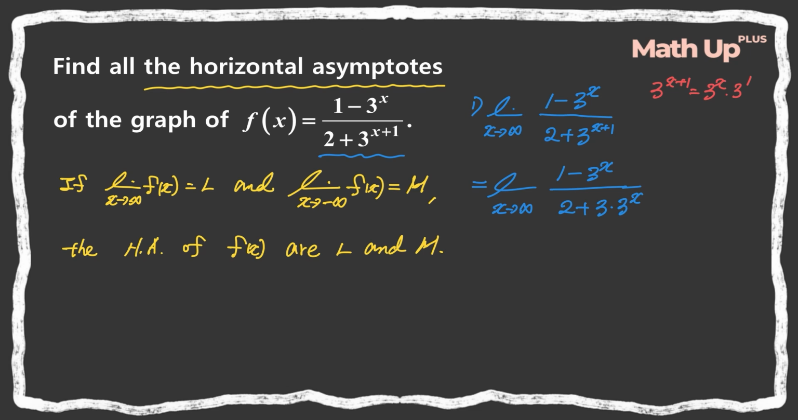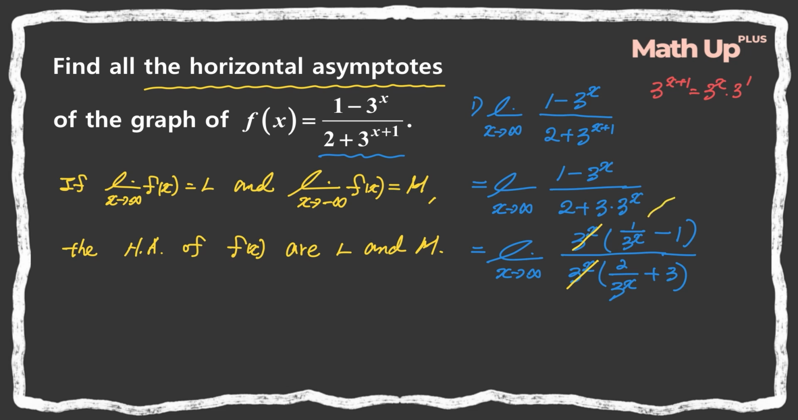Now what we have to do is factor out the highest degree of the terms in the denominator, right? So this is equal to the limit as x approaches infinity. We have to factor out 3 to the x, right? Then we have 2 over 3 to the x plus 3. And in the numerator, if we factor out 3 to the x, 1 over 3 to the x minus 1, right? So 3 to the x cancels out, right?